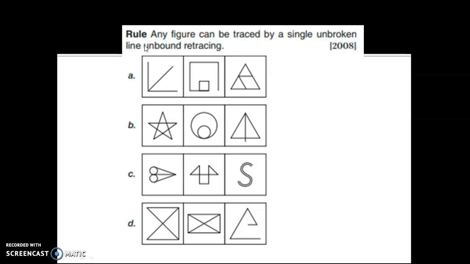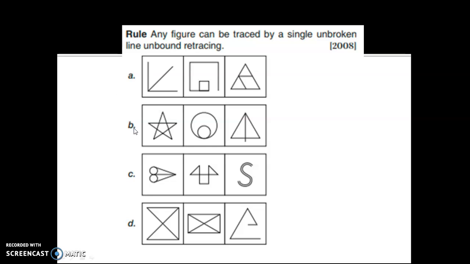The rule given here is: any figure can be traced by a single unbroken line without retracing. So a figure should be drawn without the line being retraced. How are you going to draw that? Definitely this figure cannot be drawn that way, anyone can see that. But this can be drawn, and this can also be drawn if you think a little bit. But if it is not fitting the rule, then A is not the option.